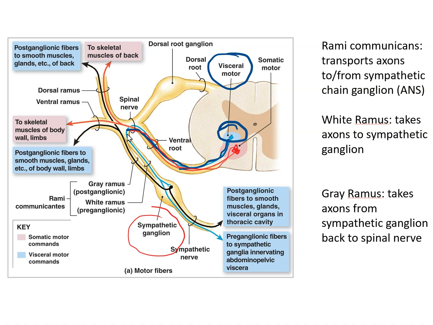And so there's a white ramus and there's a gray ramus. And the white ramus is myelinated. That's why it's called white. And the gray ramus is unmyelinated. I don't know why it's set up that way, but that's how it is.